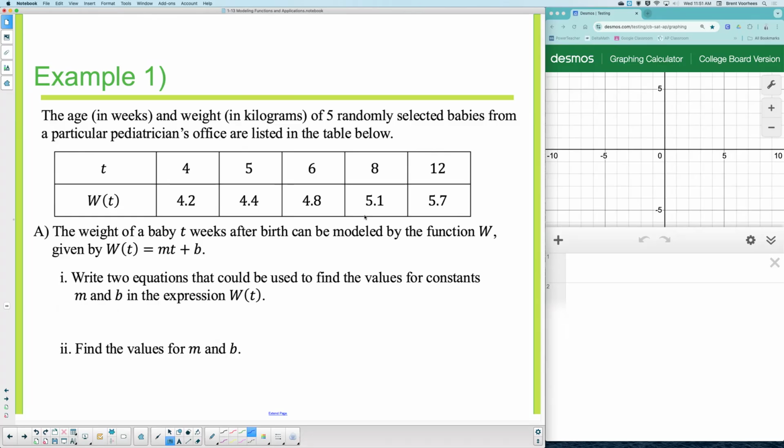It says the age in weeks and the weight in kilograms of 5 randomly selected babies from a particular pediatrician's office are listed in the table below. There's the data. Secondly, or part A here, says the weight of the baby 2 weeks after birth can be modeled by this function W given by all of this. My first question for you, what is in the place of X? Because I don't have an X in this problem.